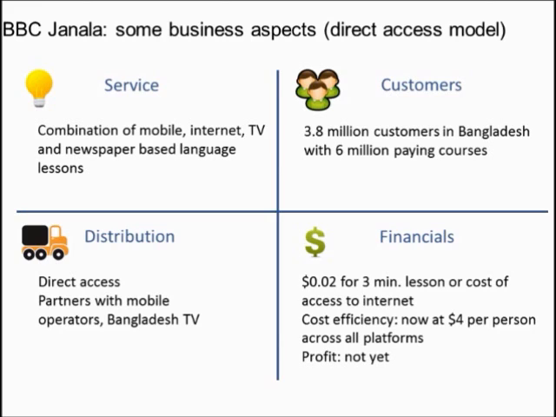Financials, what does it cost? Well, it's about 2 cents for a 3-minute lesson, plus, of course, the cost of access to internet, if you use the internet instead of your mobile. We do not have really, let's say, revenue and profits figures, but they looked at their cost efficiency, and they are now up to $4 per person across all the platforms that they use.